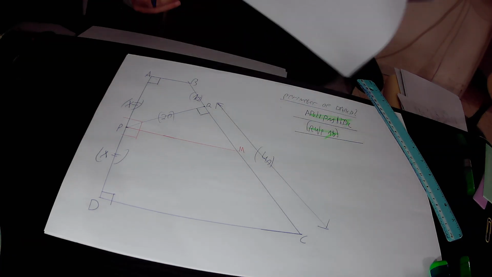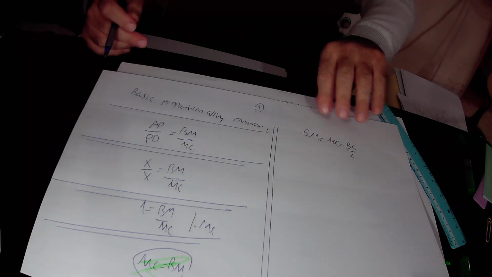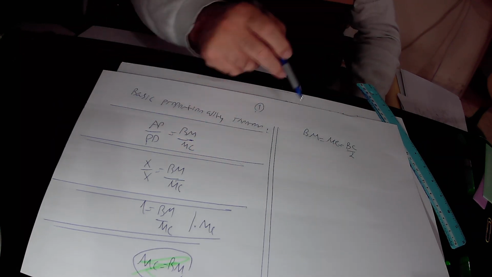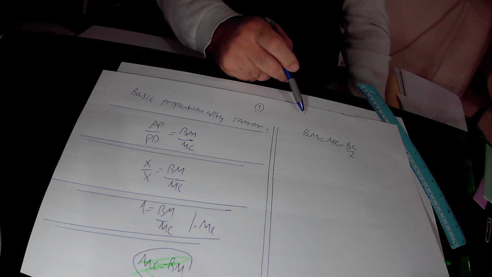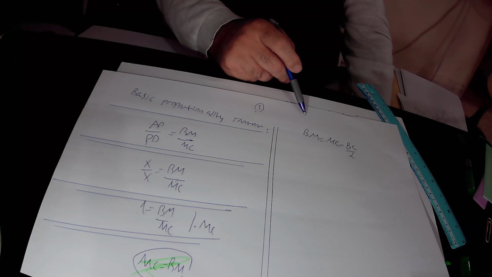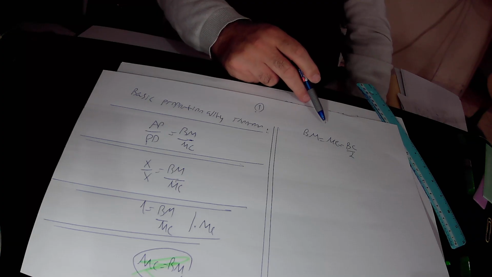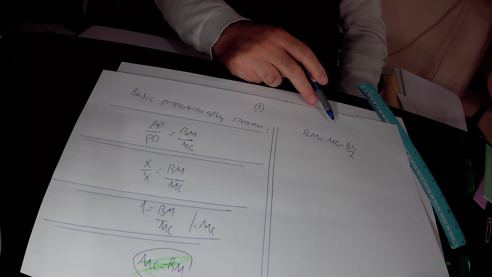So again, going to reality, first of all we found out that BM equals MC. BM is the first half of BC, and it is of course equal to the second half, MC. Each half must be equal to BC over 2 because BC is been bisected into two halves.